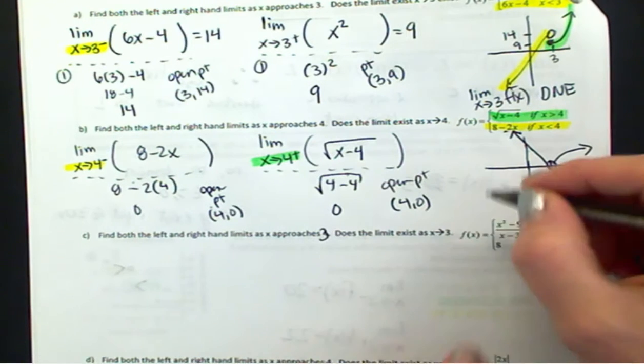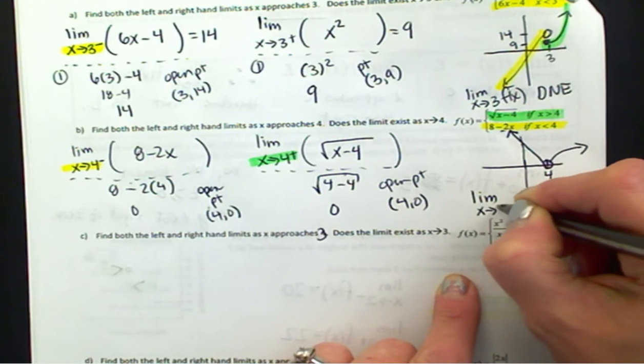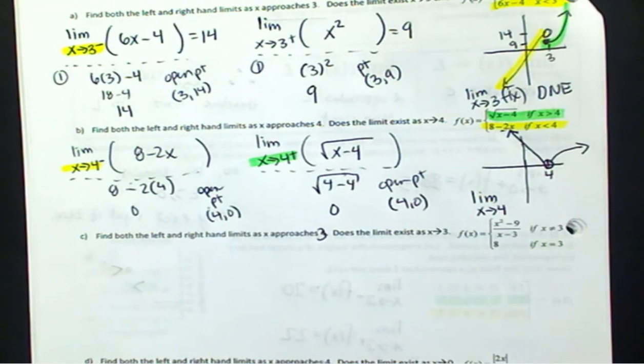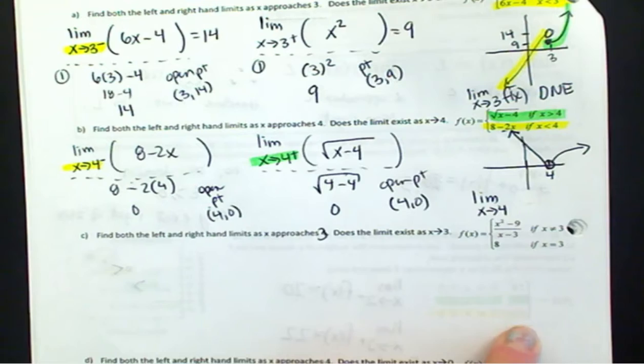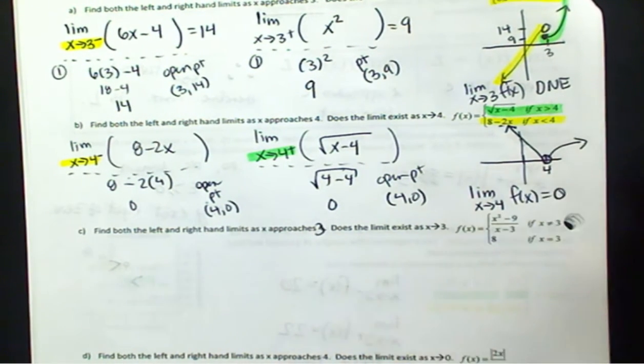Does the limit exist? Therefore, the limit as x approaches 4, notice that I took off the left and the right. They are equal, means the limit is 0.